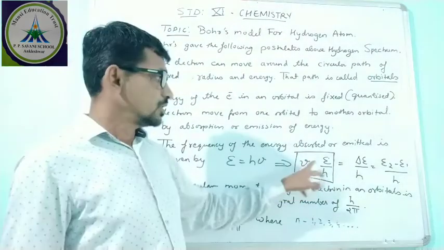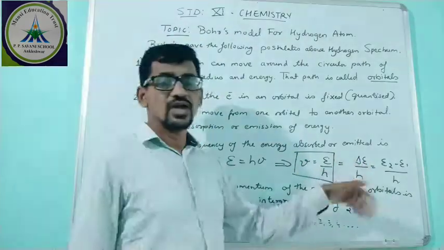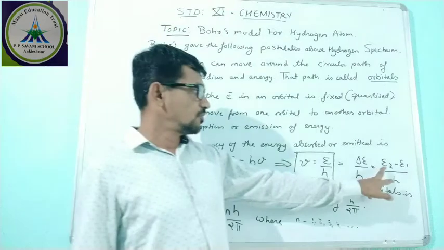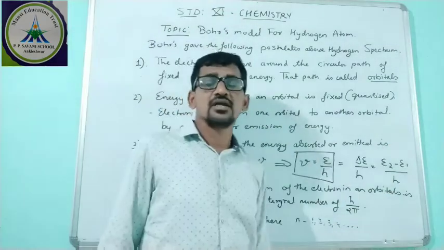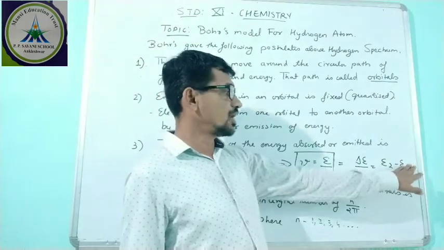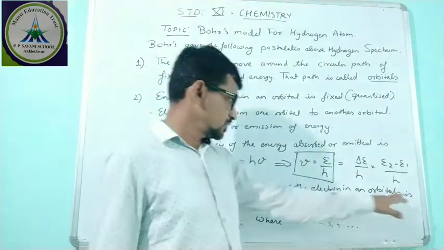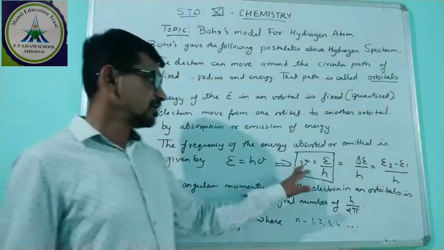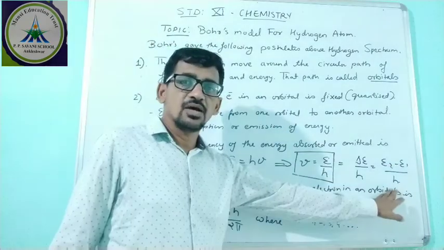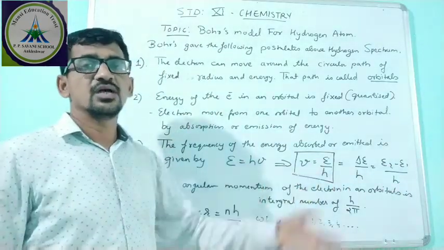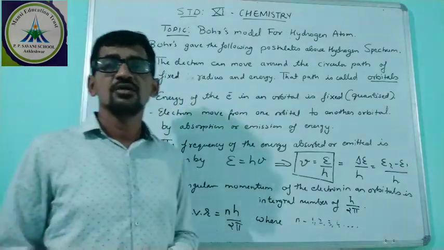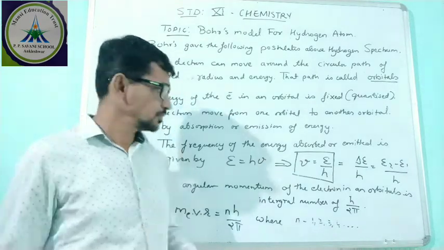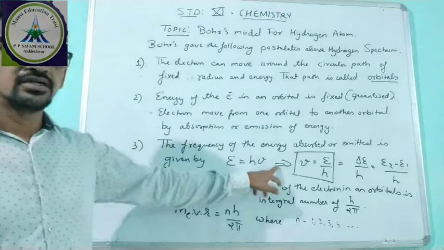Frequency mu is equal to delta E by h, where delta E is nothing but the difference in the energy levels between the two orbits. If one is designated as E2 and the other as E1, then the difference in energy, E2 minus E1, upon h is nothing but the frequency mu. So you can find the difference in energy, divide by the Planck constant, and then you get the frequency. Similarly, from frequency you can find the wavelength as well as the wave number of the electron related with its energy level.